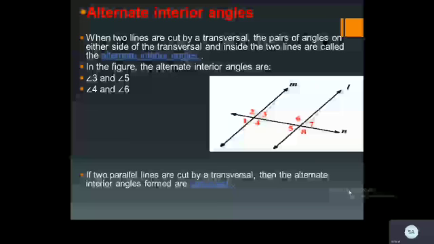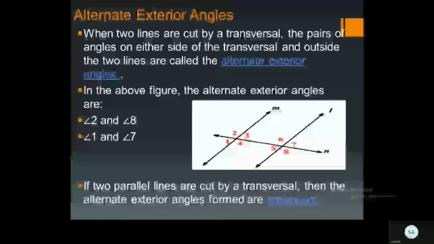Angle 3 right hand side and angle 5 left hand side, and angle 4 left hand side and angle 6 right hand side. If two parallel lines are cut by a transversal, then the alternate interior angles formed are congruent. Alternate interior angles.